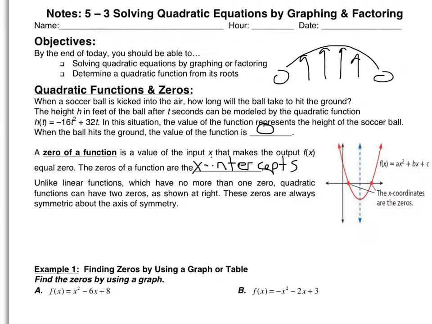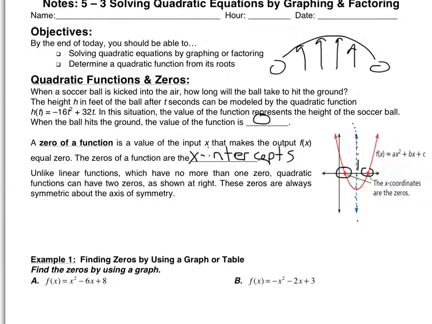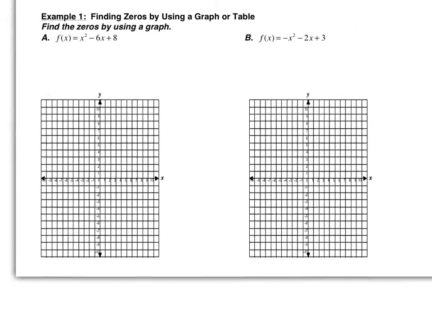Unlike linear functions, which have no more than one zero, quadratic functions have two zeros. So we have 2 right here. These zeros are always symmetric about the axis of symmetry. So we have this axis of symmetry that folds it in half, so it's symmetric on both sides. Let's look at an example.